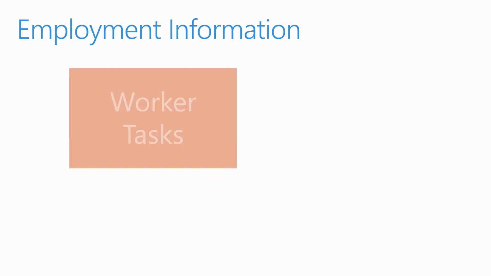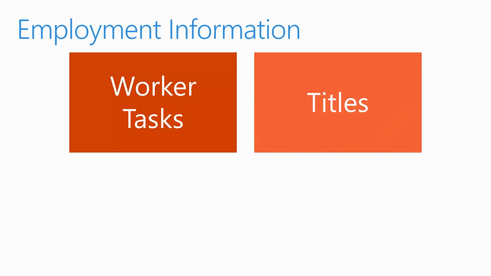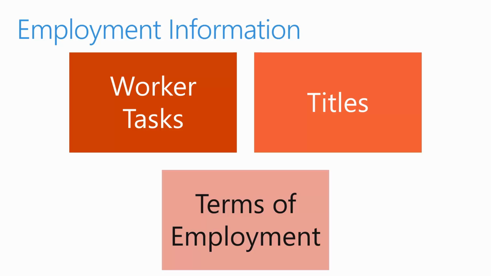So we have more setup information on employment. First of all, we have worker tasks. Now, this page will list the different types of worker tasks that can be added, including entering expense reports and submitting time cards. We've got titles. This page lists all the possible job titles that can be added to a worker, such as attorney, budget manager, controller, accountant, and so forth. And then finally, we have terms of employment. This page will list options for the terms of employment, including group and individual contracts, as well as at-will employment.